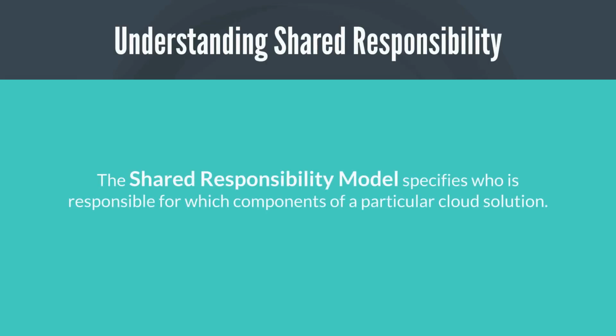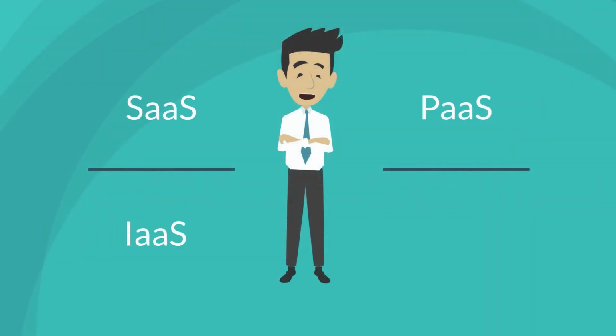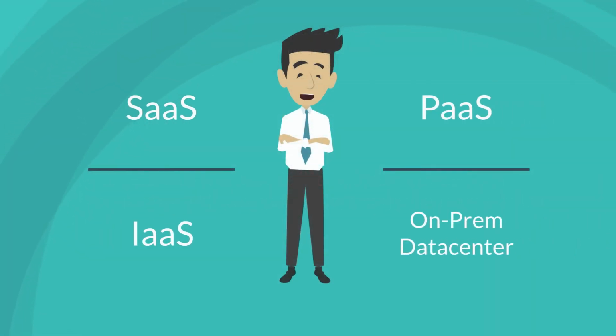Now, when you're evaluating public cloud services, you need to understand the shared responsibility model and which security tasks are handled by the cloud provider versus those tasks that are handled by you. The workload responsibilities are going to vary depending on whether the workload is hosted in a software as a service platform, on platform as a service, or in infrastructure as a service. If things are hosted in an on-prem data center, that's going to affect the responsibilities as well.